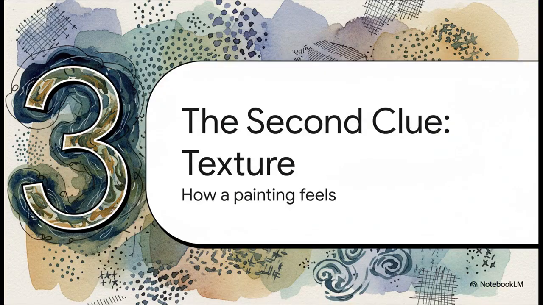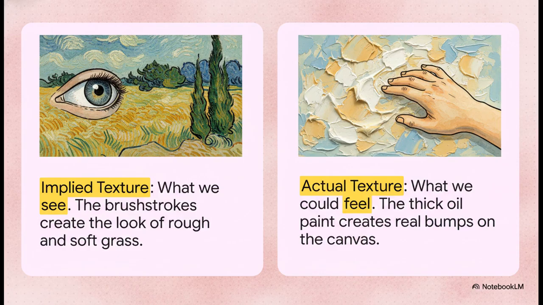All right, moving on to our second clue. Texture. Now, this one is all about how a painting feels, or how it looks like it would feel if you could actually reach out and touch it. And with an artist like Van Gogh, this is a really, really powerful clue. So texture is actually a fascinating two-part clue. First, you've got what's called implied texture. That's what we see. It's how our eyes trick our brains into thinking we know what something feels like. Like Van Gogh's brush strokes totally create the look of rough, soft grass.